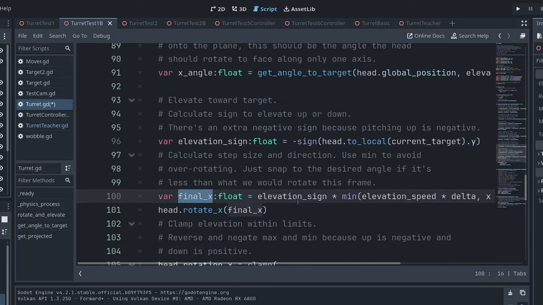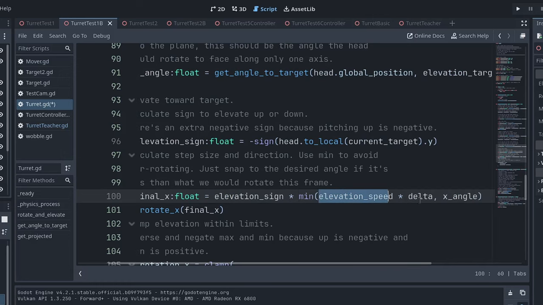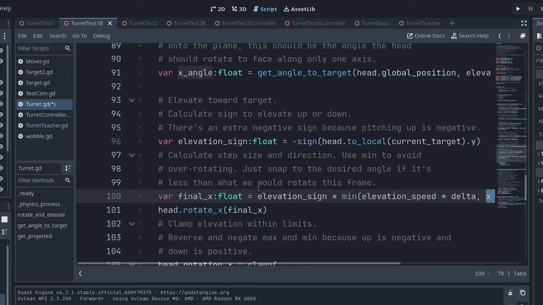Finally, we calculate this final_x, the amount of x rotation. It's the same as before. It's the sign times whichever is smaller, the elevation speed times the elapsed time, or the amount that we need to rotate to actually face our target. Then we ask the head to rotate around its x-axis this final_x amount.